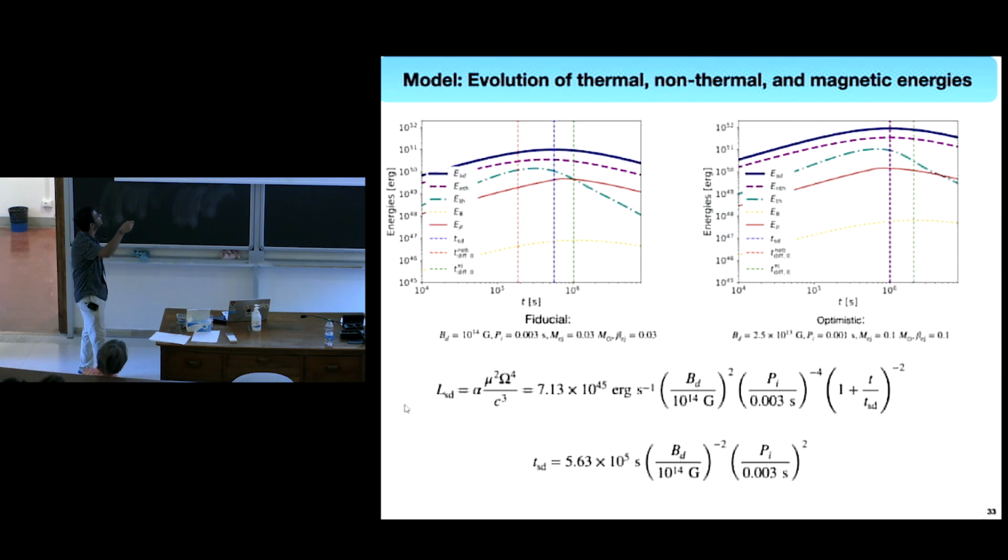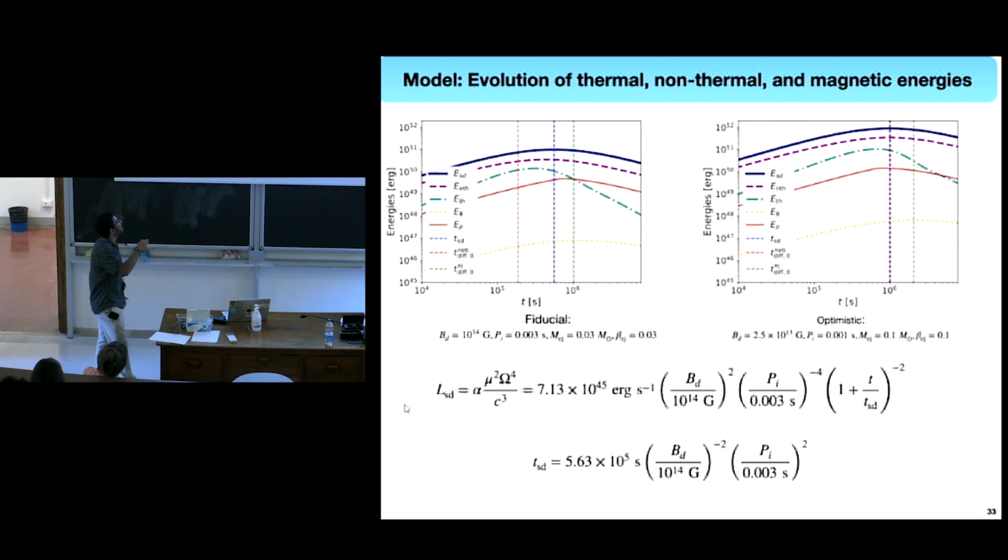This blue line is the spin-down time scale, which depends on the strength of the magnetic field at the polar region and also the spin period of this particular object. And then L_sd is the spin-down luminosity, which depends on the dipole moment and the spin period, where omega is 2 pi over the period, and c is the constant. So what you see over here is, if I look at the spin-down energy, it peaks around the spin-down time scale, which is obvious.